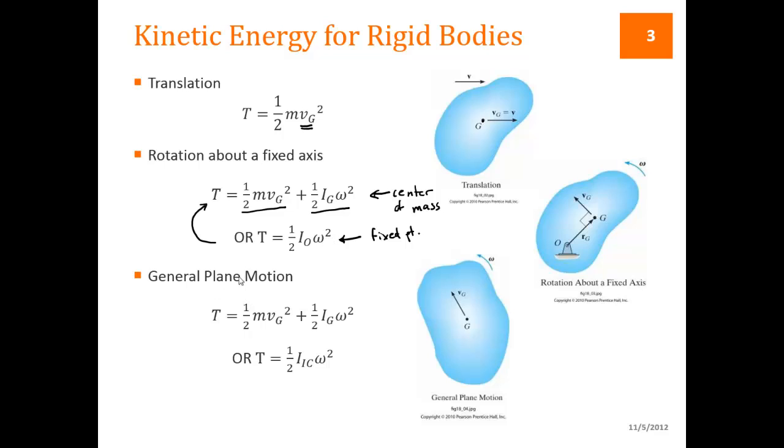So in general plane motion, then, where things are not fixed at a point at all, we have that kinetic energy is the translational part for the center of mass plus the rotational part around the center of mass. If there happens to be an instantaneous center of zero velocity, this reduces to a single point because we can treat that instantaneous center of zero velocity as a fixed point, like in the equations above.